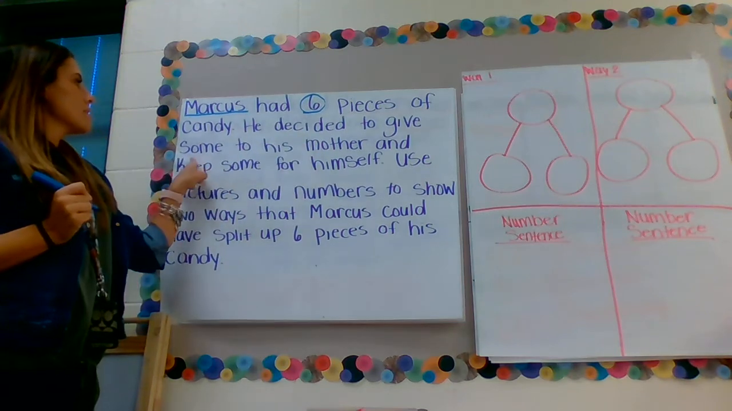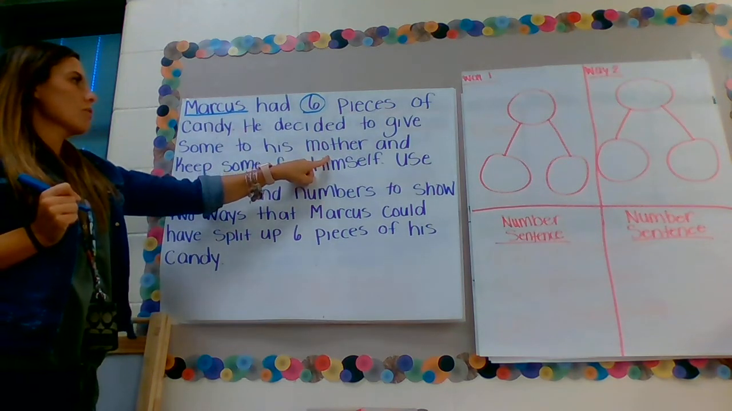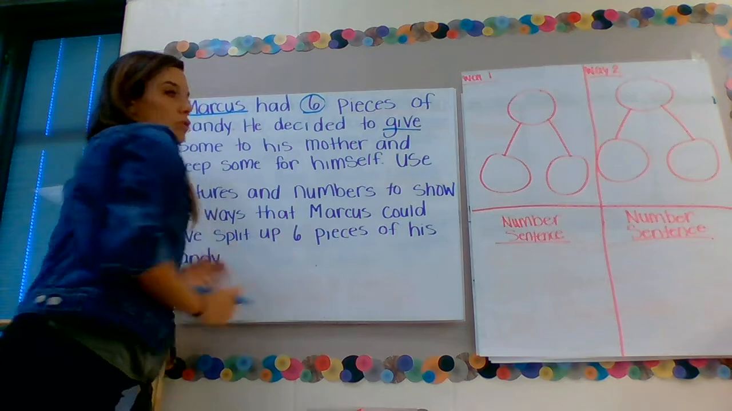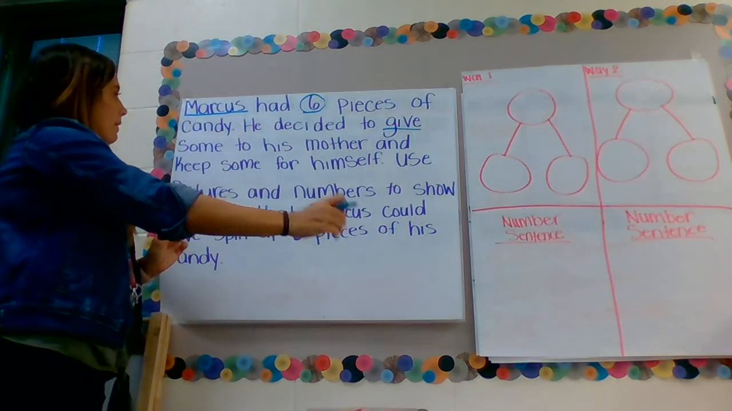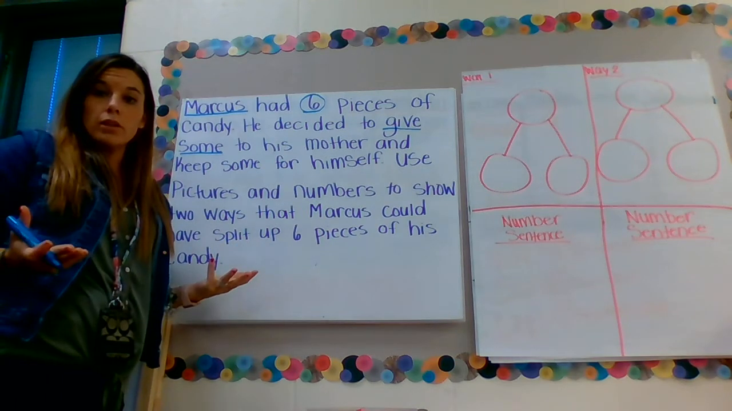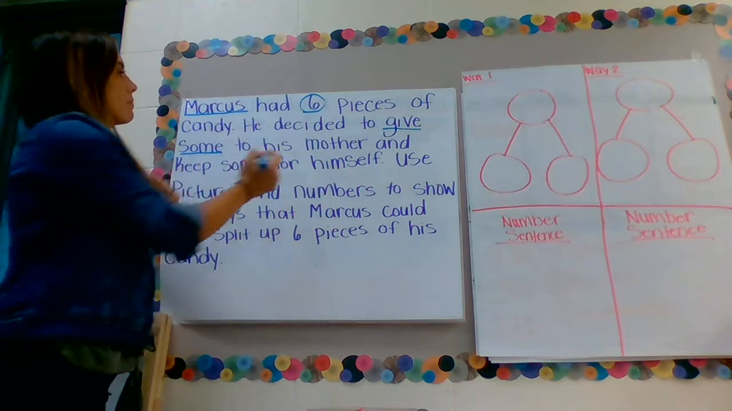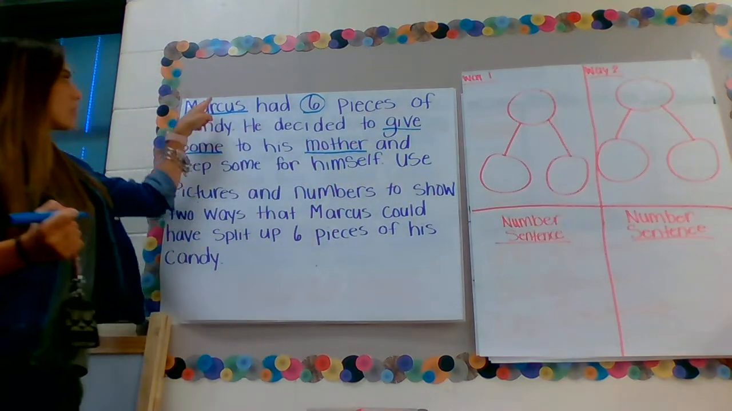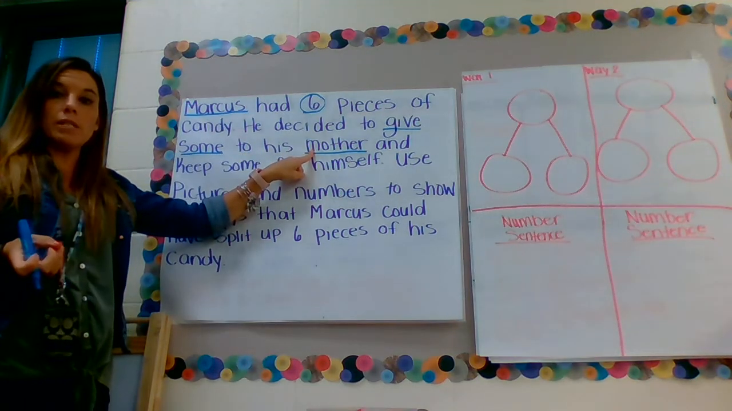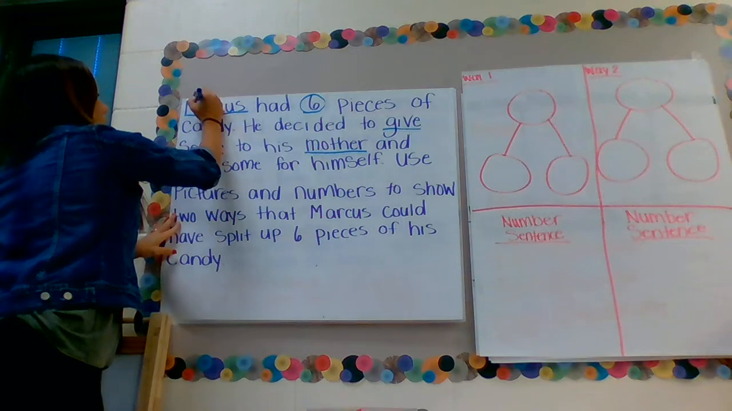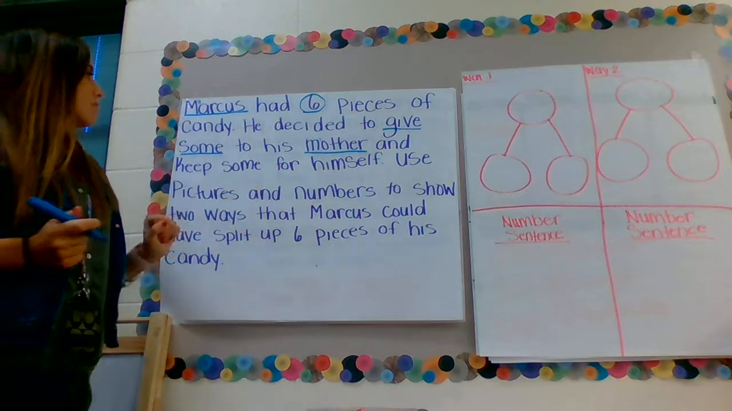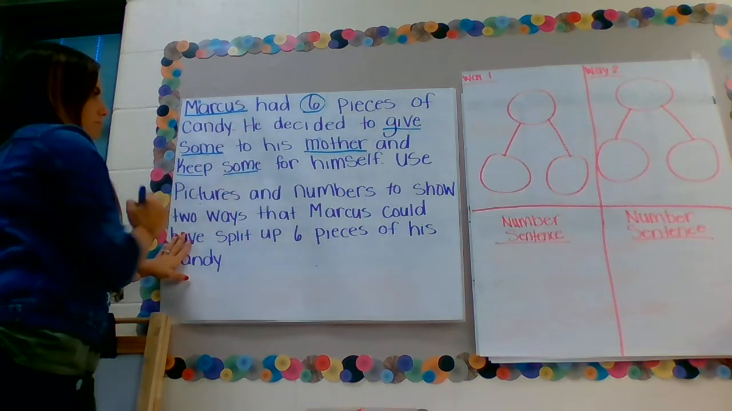He decided to give some to his mother. Okay, I'm going to go ahead and underline the word give because that means he's going to give some away. Some, because it doesn't really give us a set number, okay? And to his mother. And I'm going to underline mother because that's going to show us that there's 2 people in this problem that he's dividing up his candy for. So Marcus is the first person, his mother is the second. Okay. And keep some for himself. He's going to keep some.